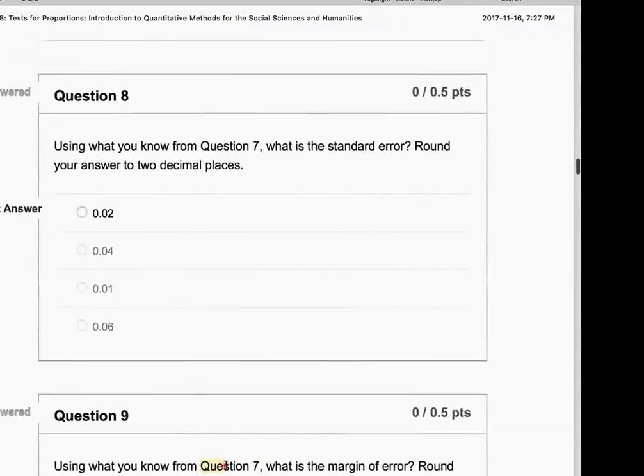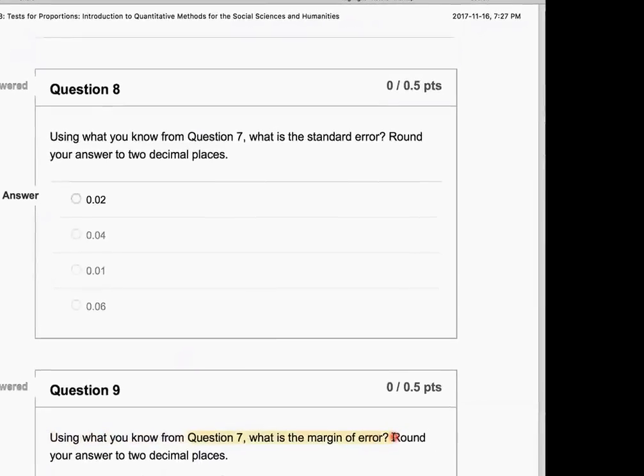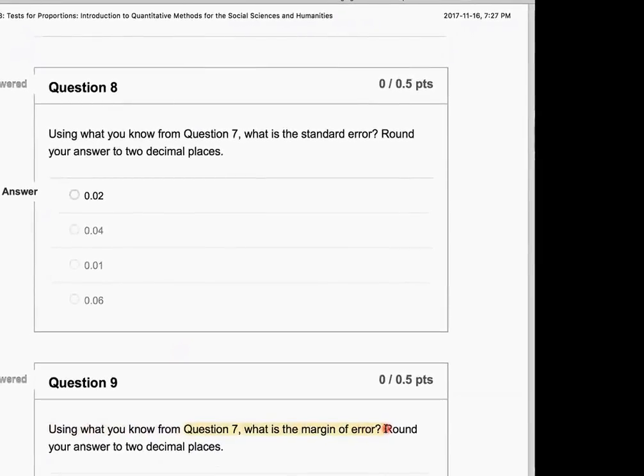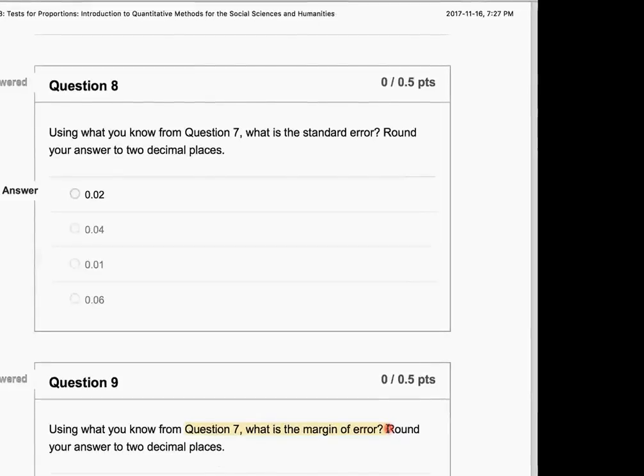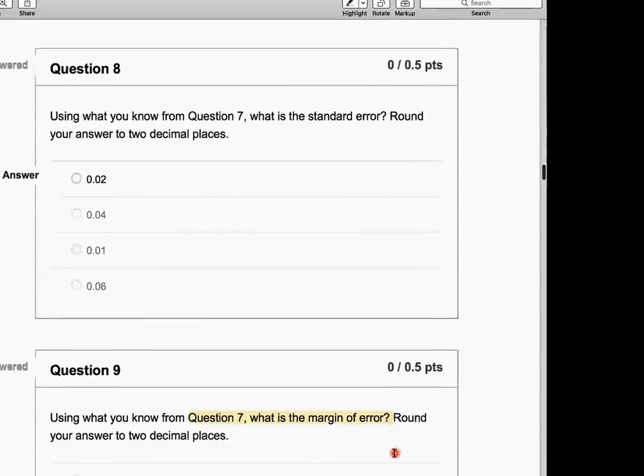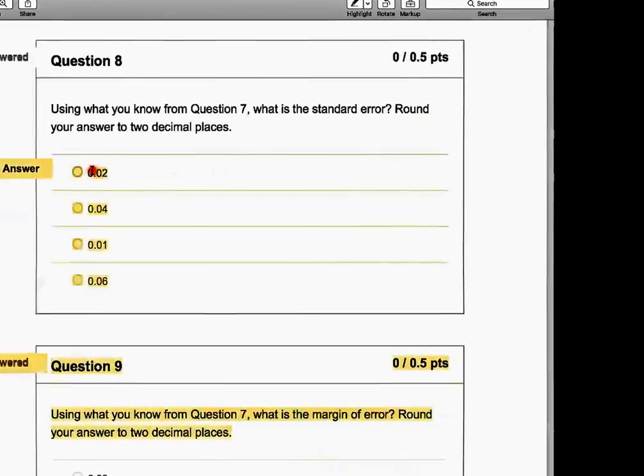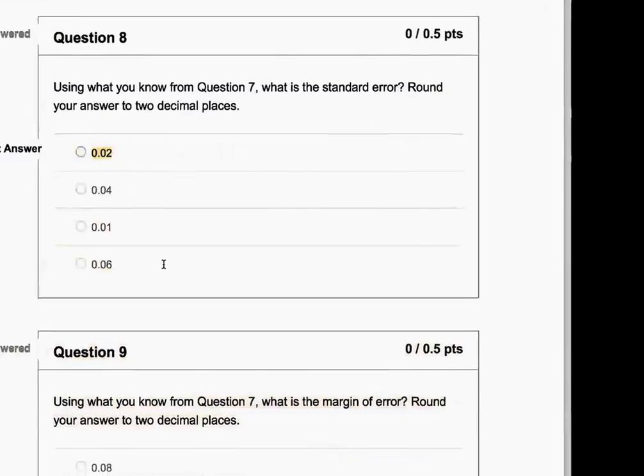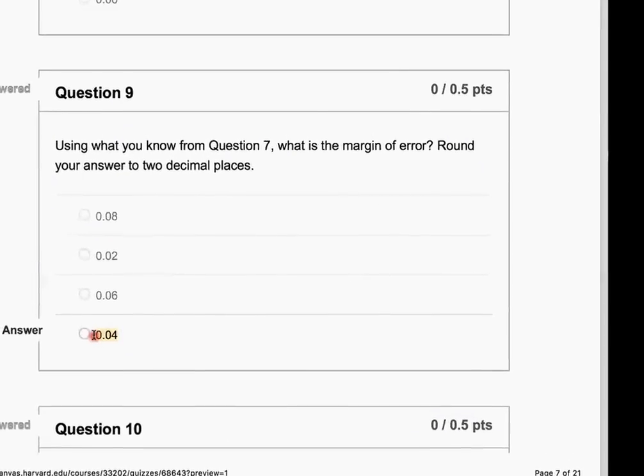You could actually say for question 9, it's a little disingenuous. Using what you know from question 7, well, you could also use question 8 here. In fact, it's probably easier if you use question 8, as long as question 8 is correct. So what is the margin of error? It's doubling the standard error, essentially. Now, that being said, I want to make sure that you multiply the standard error times 1.96, not by 2. But if you had to do an off-the-cuff estimate, napkin math, that'll work here, because you can see that our correct answer for question 8 is 0.02. We double that, we get 0.04.